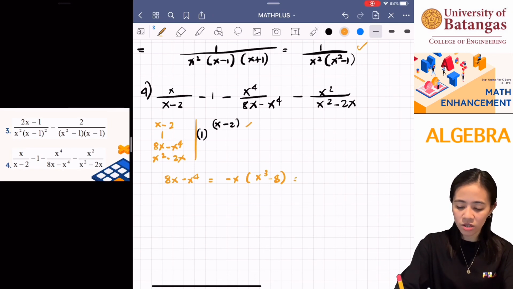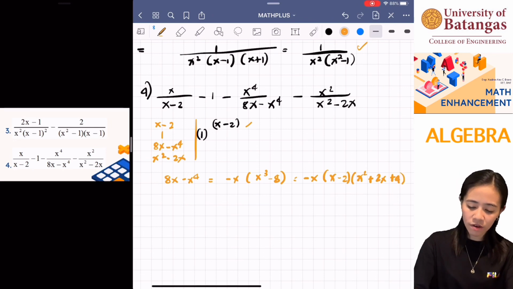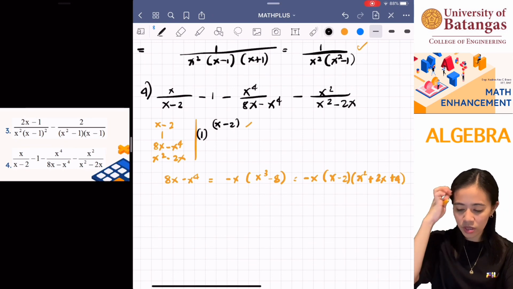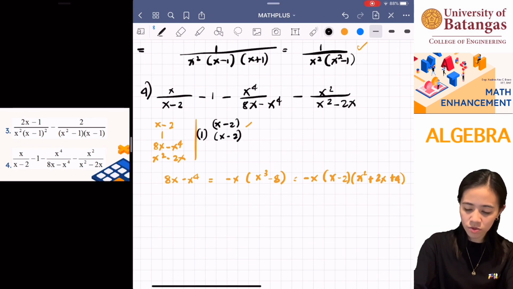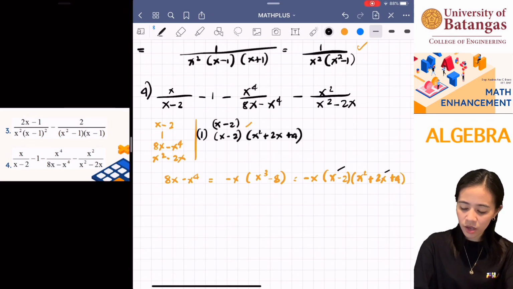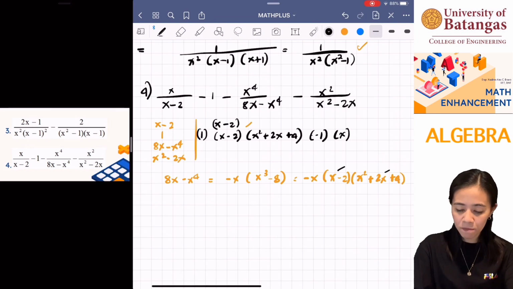So, yun ang gawin natin. So, you have negative x, okay, times x minus 2 times x squared plus 2x plus 4, okay? And then, you have this as its term. So, pwede kong isulat dito na you have x minus 2, okay? Then you have x squared plus 2x plus 4. Okay? And then you also have negative x. So let me write there. Let me just write negative 1 and x. Okay, negative 1 and x. Or negative x, kayong bahala.